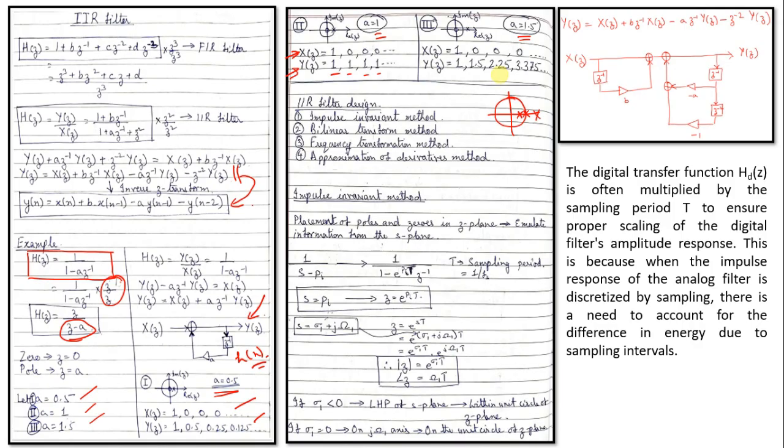Lastly, if we have a equals 1.5, which is outside the unit circle, the output values would be 1, 1.5, 2.25, 3.375, and so on. So it is continuously increasing. And since it is continuously increasing, that means at n tending to infinity, our h(n) value would be tending to infinity. That means the system is unstable in nature. So the system would be regarded as a BIBO unstable system.